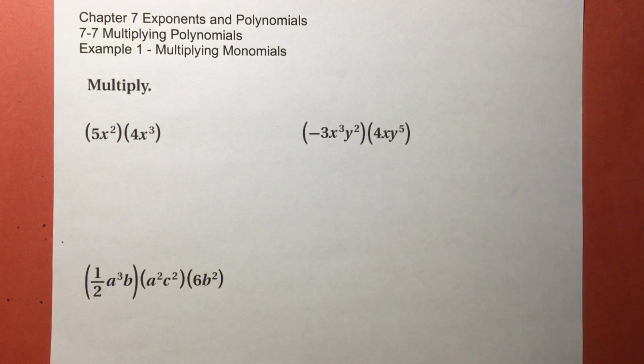Hello. This week we're going to be working on Chapter 7, Section 7, Multiplying Polynomials. So previously we talked about adding and subtracting polynomials. We talked about the concept of adding like terms and how that's related to place value. In this example, we are going to multiply.